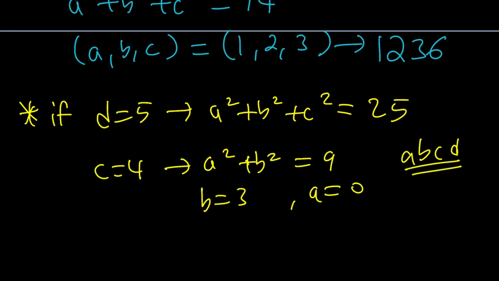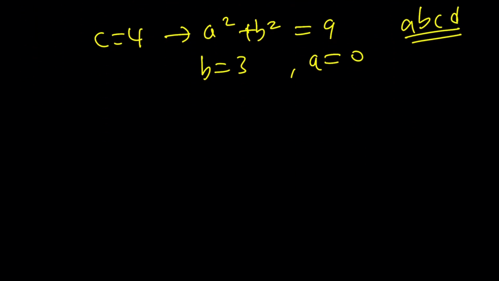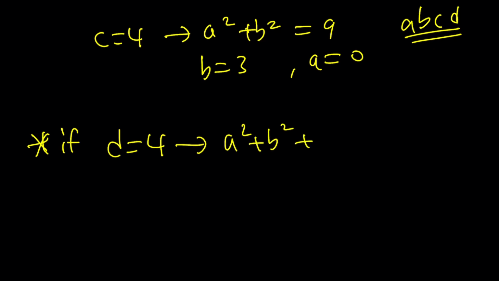What's the next case? D equals 5. I mean, D equals 4. You know what I'm talking about. If D is equal to 4, then we get A squared plus B squared plus C squared. Because 50 minus 16 is 34. This is going to be 34. Great. And again, this is the minimum value for D, because think about it, A, B, C, D.